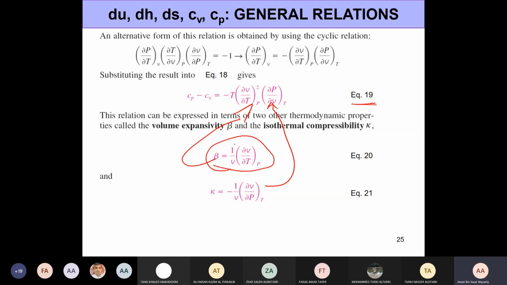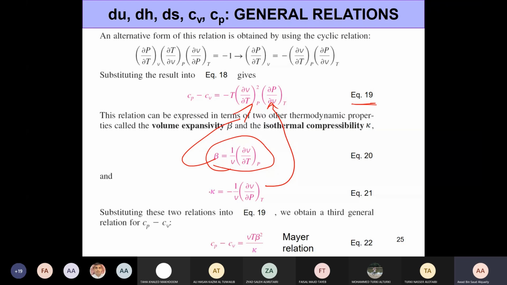When we plug them in, there's no specific volume in here, so we have to multiply with specific volume. When we include beta and kappa in the equation, we also multiply with specific volume, and the negative sign goes away because it's taken care of by kappa right here. And we get Cp minus Cv is equal to specific volume times temperature times beta square by kappa. This is what's called the Mayer relation, and this is the third relation that gives us the difference between Cp and Cv for a certain substance.